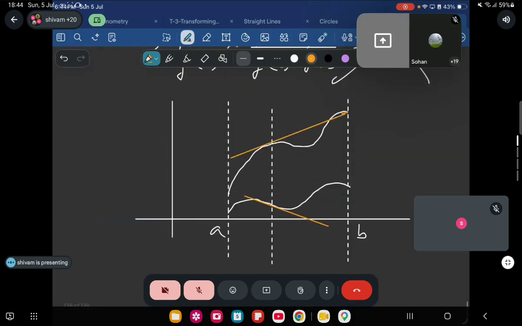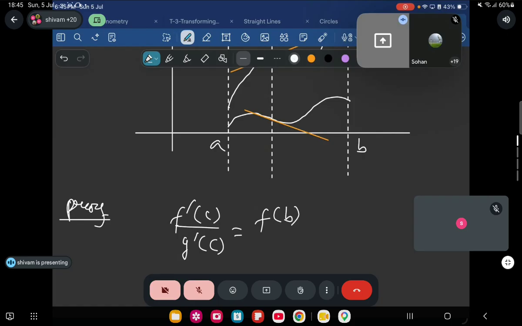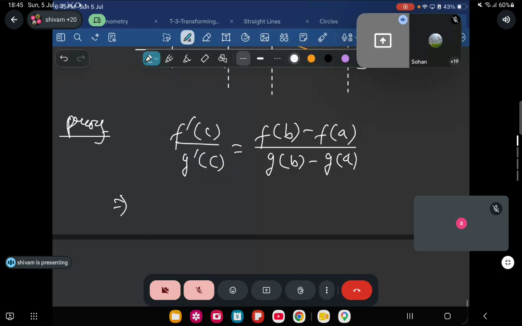Next, now I'm going to tell you the correct proof. So let us see the proof, everyone. Over here, what I'm going to do is cross multiply. We know that f'(c) by g'(c) is f(b) minus f(a) upon g(b) minus g(a). So let us cross multiply, everyone. What do we get? We'll get g'(c) into f(b) minus f(a).